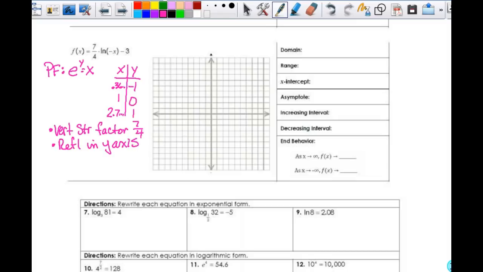And then that 3 is going to translate down 3. So I have a vertical asymptote, which does not get affected. I don't have a translation left or right, so it stays here at x equals 0.